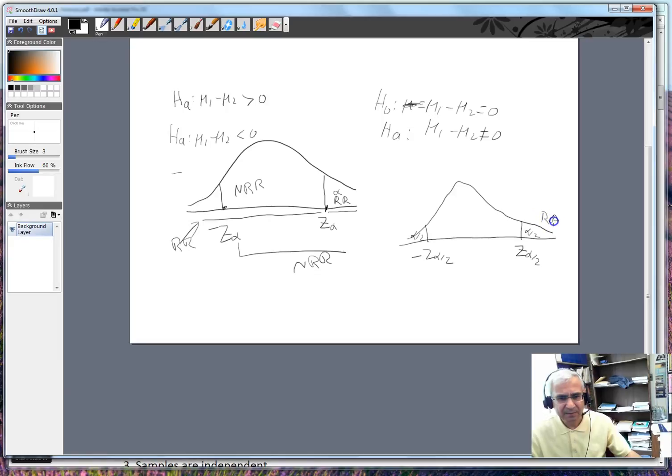And up here would be my rejection region, which is basically this part here and this part here. This is my rejection region, and this is my non-rejection region. So my decision would be, if my test statistic value is up here or down here, I reject. If it's in between, I do not reject.